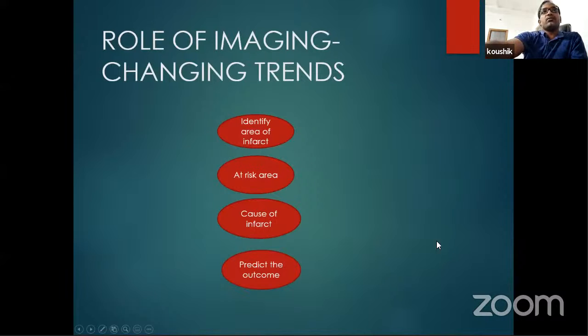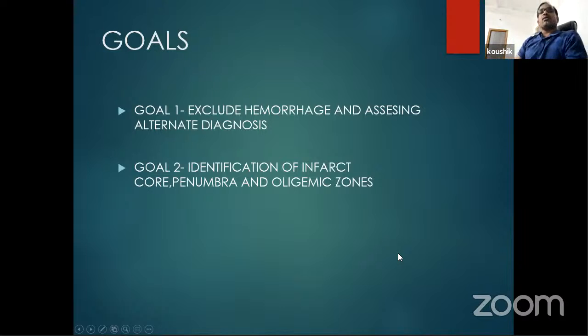So in the changing trends, the first thing is to identify the area of infarct, which vascular territory it is, and then the at-risk area, then the cause of the infarct, and predict the outcome. So the goals of imaging are to exclude hemorrhage and assess alternative diagnoses, and second, to identify the infarct core, penumbra, and oligemic zones.